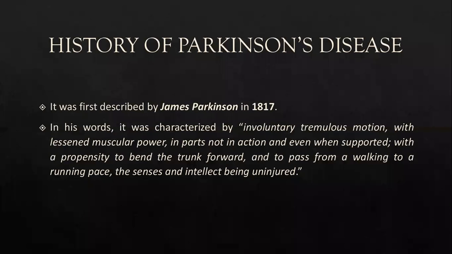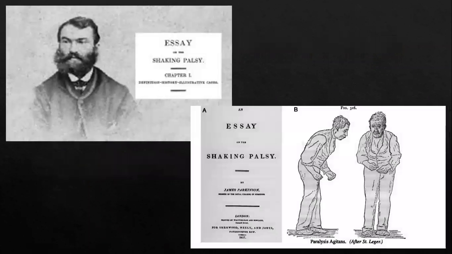In his words, it was characterized by involuntary tremulous motion with lessened muscular power, in parts not in action and even when supported, with a propensity to bend the trunk forward and to pass from a walking into a running pace, the senses and intellect being uninjured. He mainly concentrated on the tremulous motion and the lessened muscular power. He didn't talk much about rigidity. The forward bending of the trunk was also explained by him. James Parkinson wrote an essay on the shaking palsy as early as 1817.